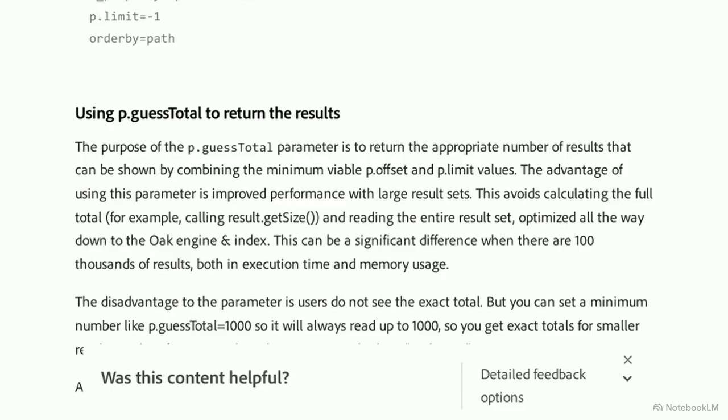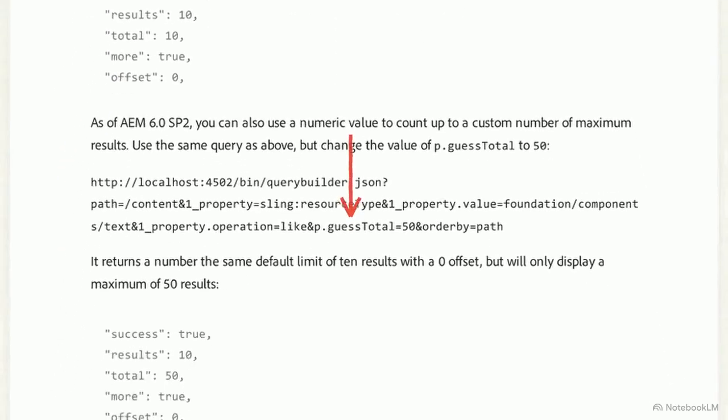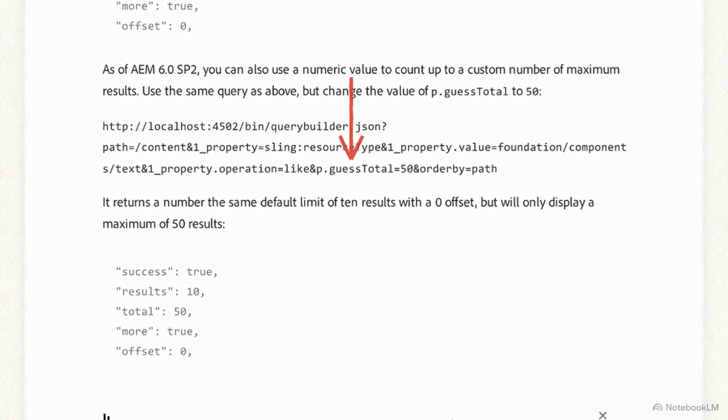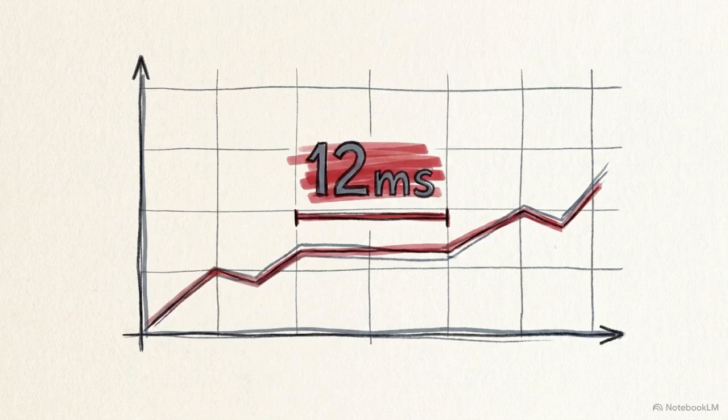The documentation here shows the optimized solution. To implement safe pagination, you add the p.guessTotal parameter to your query string. These JSON responses demonstrate the difference. Normally, Oak calculates exact hit counts by checking access controls on every single item. By providing a numeric value to guessTotal, you instruct the engine to stop counting as soon as it satisfies the pagination limit. Trading an exact count for the guessTotal parameter is the difference between a query that takes multiple seconds to load and one that completes in milliseconds.